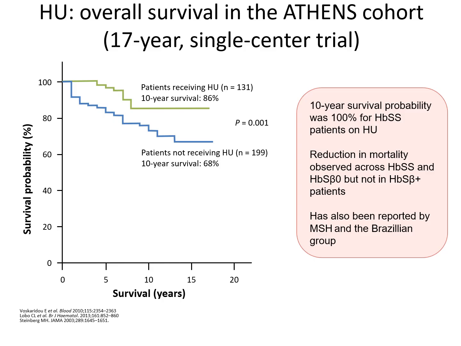The 10-year survival probability was almost 100% for hemoglobin SS patients on hydroxyurea. The reduction in mortality was observed for both SS and S beta 0 patients, but not in S beta plus patients, because S beta plus patients do a little bit better anyway. And this was also reported in the American cohorts and the Brazilian group. So hydroxyurea has an important role in increasing survival in patients with sickle cell.